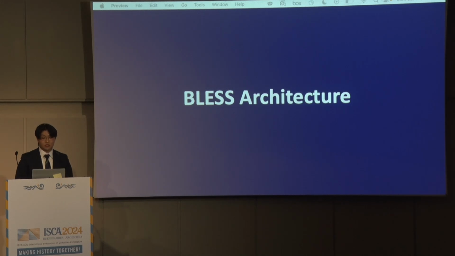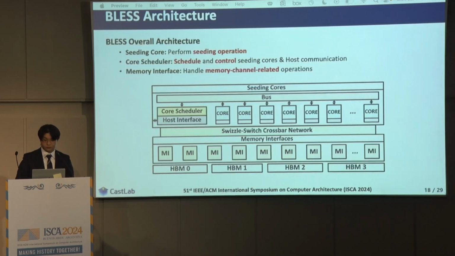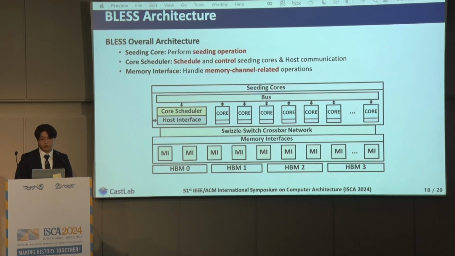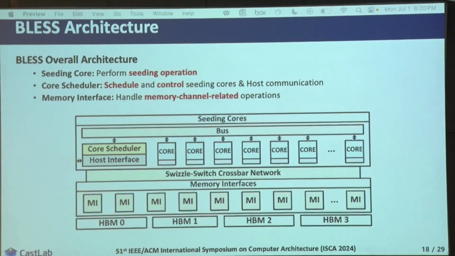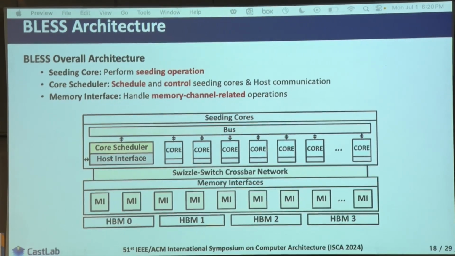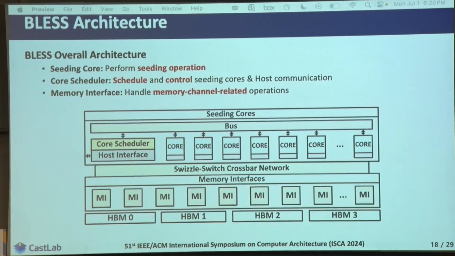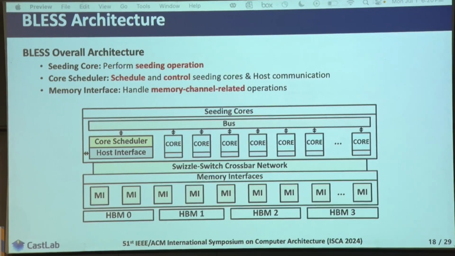Now I will introduce our hardware architecture. BLAST consists of the seeding core, core scheduler, crossbar network, memory interface, and HBM memories. The seeding core performs the seeding operation, and the core scheduler schedules and controls the seeding cores and manages the host communication. Seeding cores are connected to memory interfaces with the crossbar network, and every memory interface is connected to each channel of HBM memory for memory-related operations.